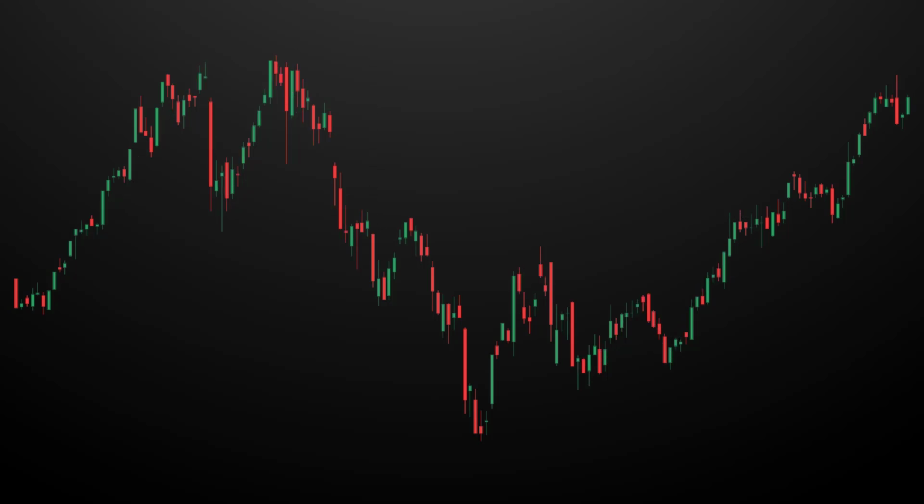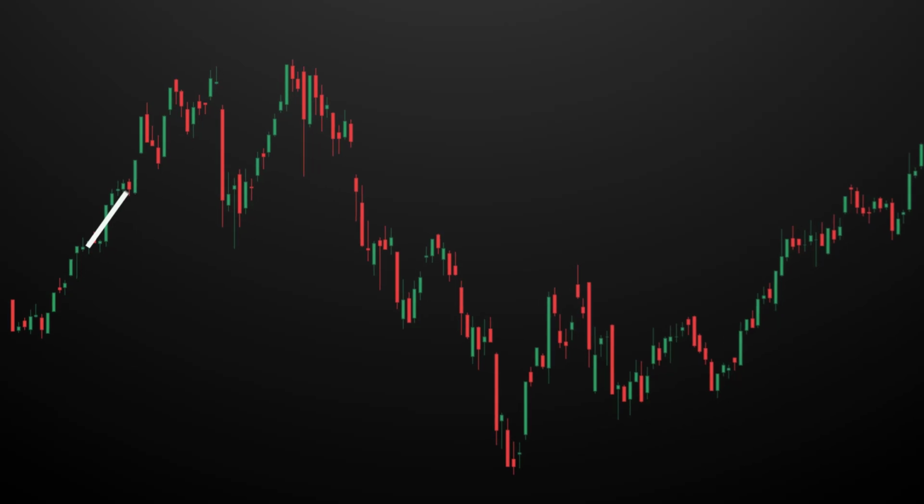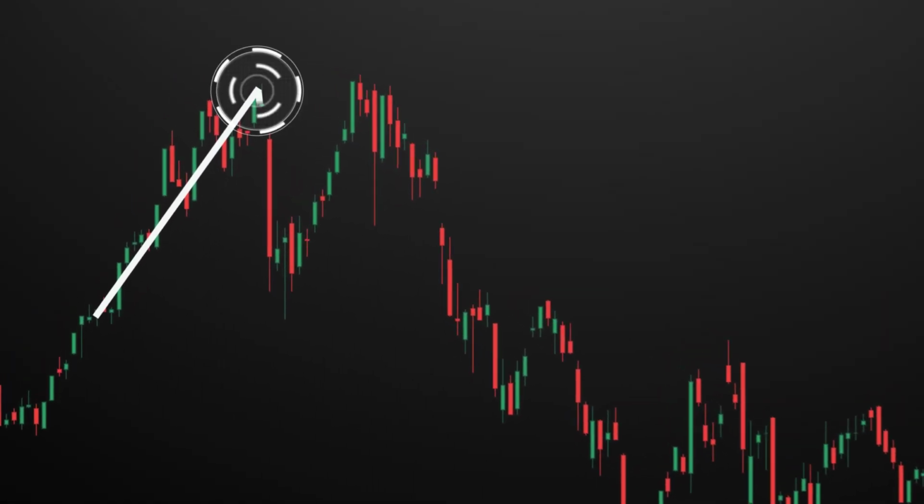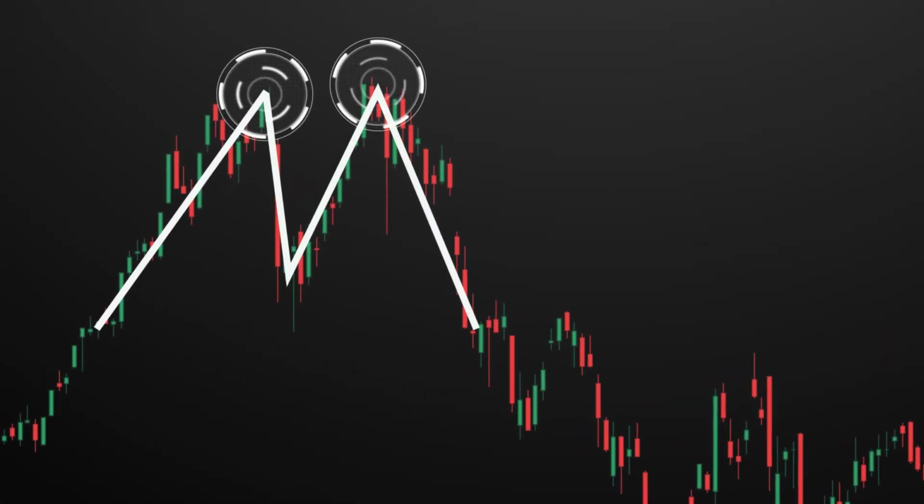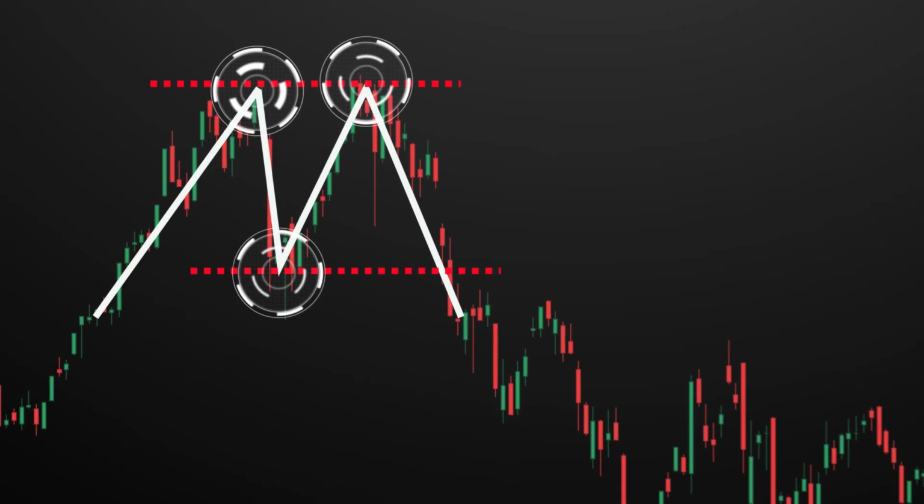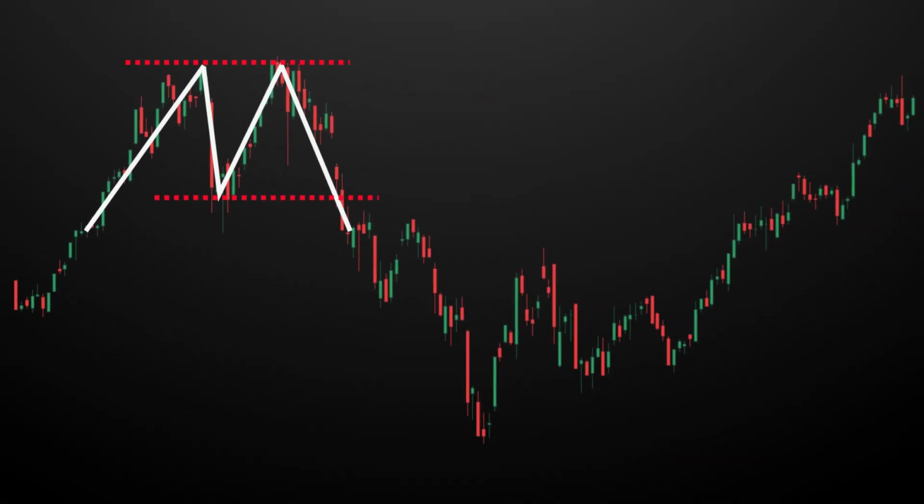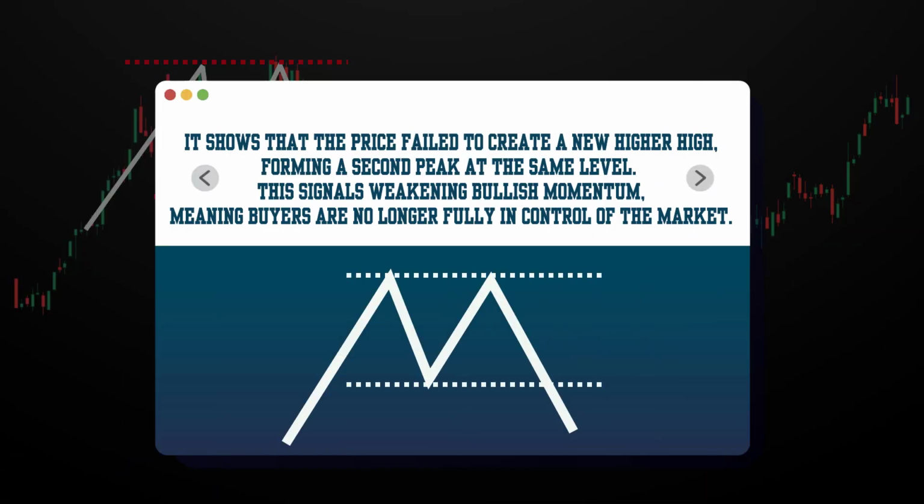First, with the double top pattern, we typically see an uptrend. Then the price forms two peaks at roughly the same level. These peaks create a resistance level, while the low point between them is known as the neckline. So what does the double top tell us from a price action perspective? It shows that the price failed to create a new higher high, forming a second peak at the same level. This signals weakening bullish momentum, meaning buyers are no longer fully in control of the market.